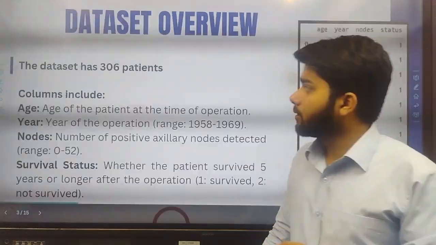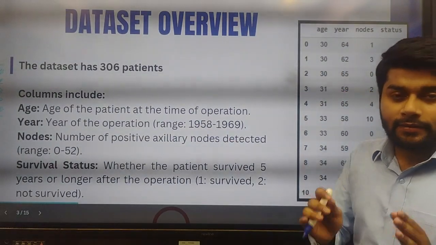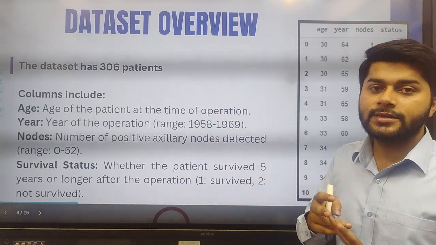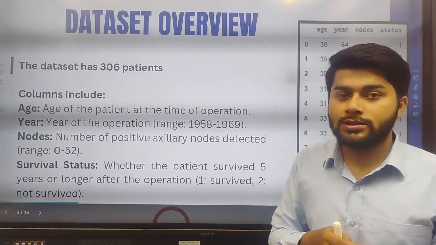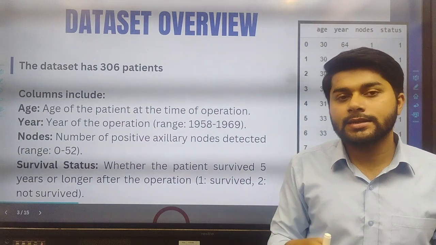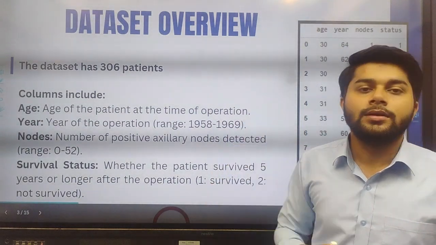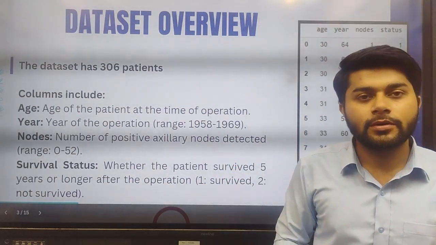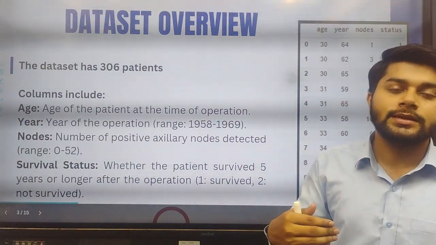breast cancer. So, the data set overview: we have 306 patients, and we are considering different factors, like age as the first factor, then year and nodes, and lastly survival status. So what is age? Age is the patient's age. Year is the operational year, from 1958 to 1970. And nodes means the number of positive axillary nodes present in the patient.